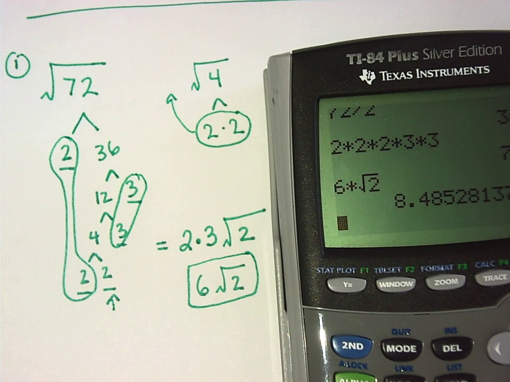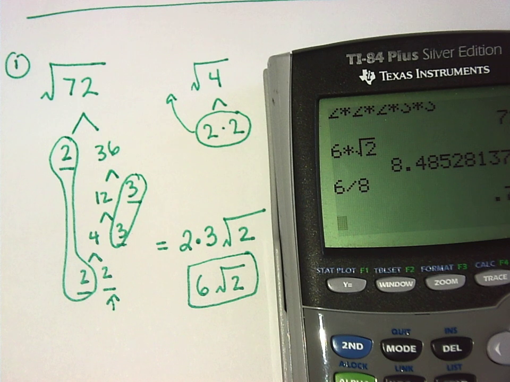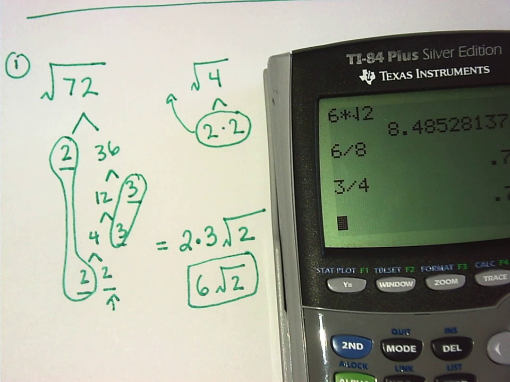No way. Do you see how it's also this? It's just a different form. It's simplifying the square root of 72. It's still the same thing. Just like 6/8 is the same thing as 3/4, because they're simplified, they're the same thing.